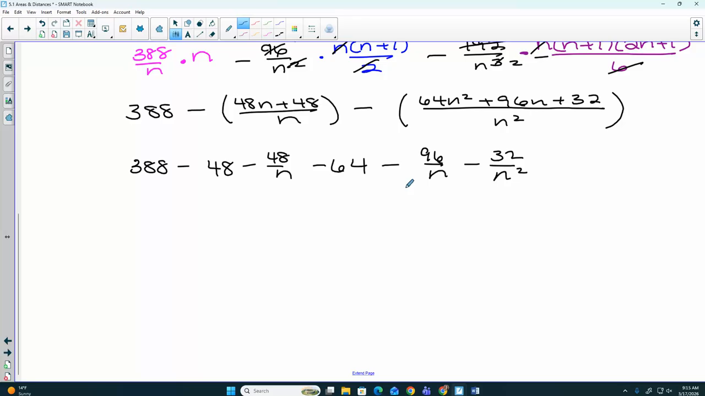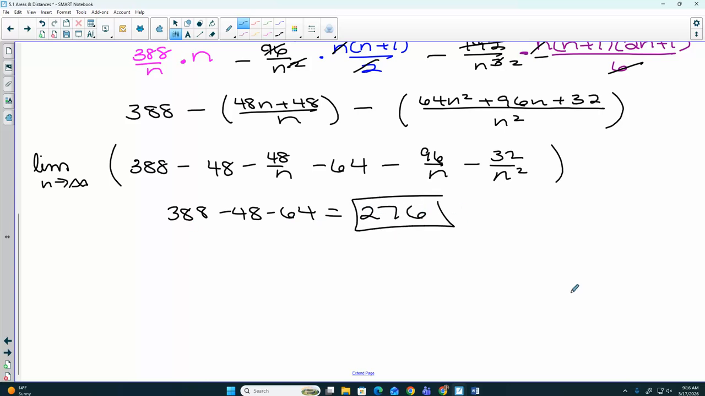And then, what do we have to do with that? The limit as n approaches infinity. Which, if you've done all the work to clean it up, this limit is now really easy to calculate. Anywhere with an n on the bottom turns into 0, so I get 388 minus 48 minus 64. Which gives me 276.